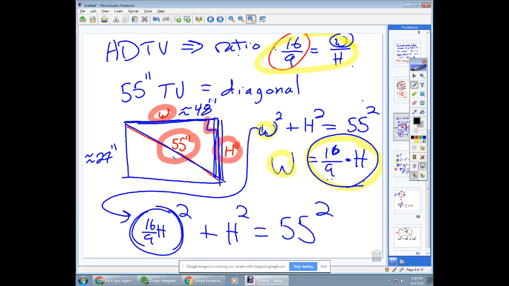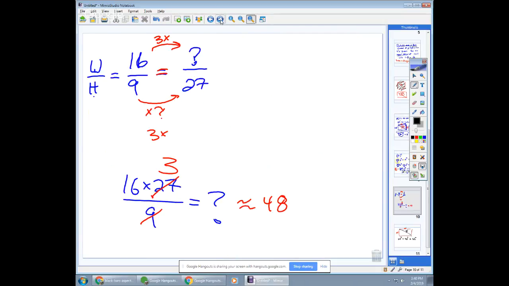Okay, so that was about the hardest proportion problem we could deal with, because we also threw in the Pythagorean theorem. Let's take a look at a medium type problem.